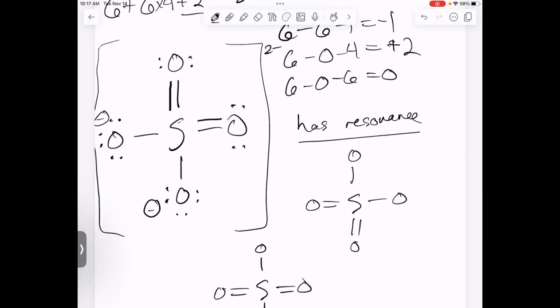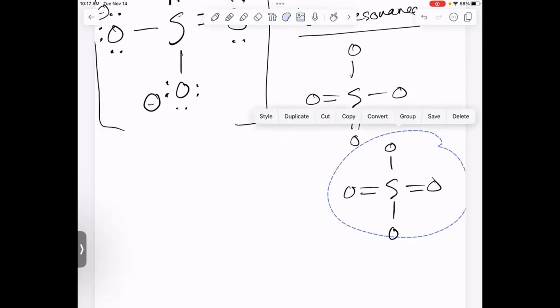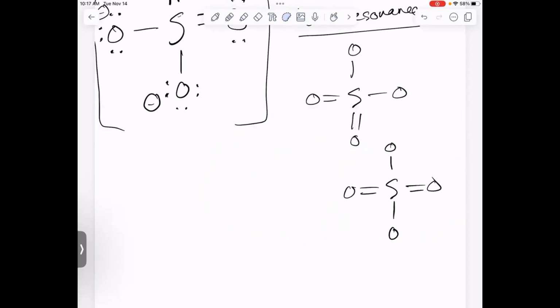Now, one other notation that we'll sometimes see for things that have resonance: when you have to draw Lewis structures, I'm never going to want people to draw them this way. But for reference, if you're looking at a textbook or something like that, you will sometimes see things that have resonance drawn like this, where they have dashed lines for the second bond.